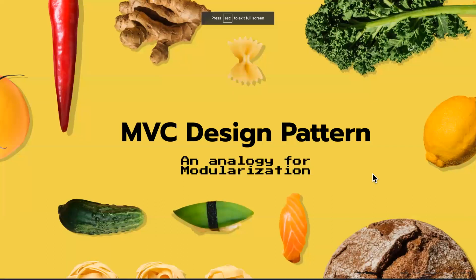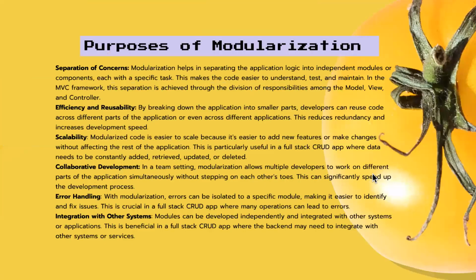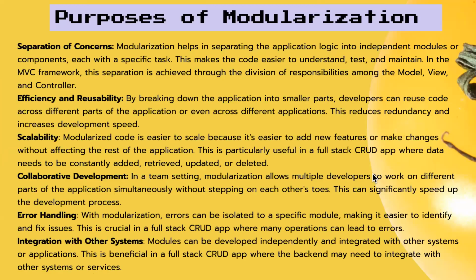MVC design pattern, an analogy for modularization. So we're continuing on with our food analogy from our restaurant app analogy, and it's going to be a little different here. I'm slightly editing the analogy, but we're going to go ahead and see how much it will work for us. Now, again, let's go over the purposes of modularization, and then we're gonna go into what each file does: the model, view, and controller.